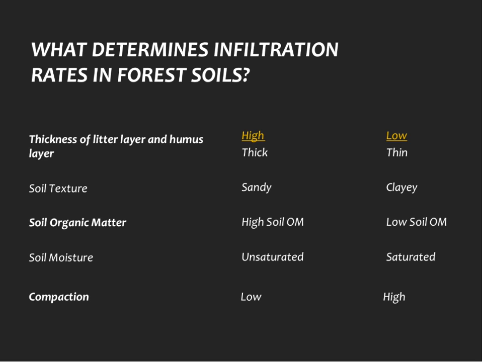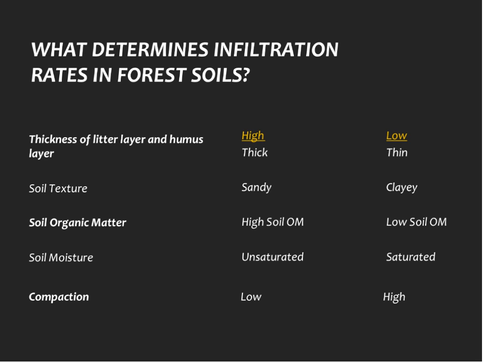The kinds of conditions that promote a rapid infiltration rate would be a thick litter layer, a coarse textured soil like sandy soil, high soil organic matter, unsaturated antecedent conditions, and low compaction. And the kinds of things that would precipitate low infiltration rate would be a thin litter layer, clay soils, low soil organic matter, saturated soils such as after a heavy rain, or in areas that have a high water table, or areas that have been highly compacted.